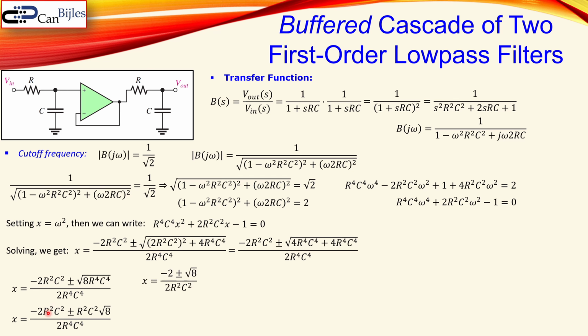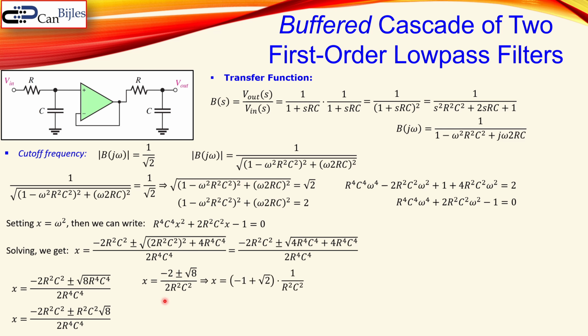The next step will be to divide out the r squared c squared from the numerator and denominator, as said. And now we have this minus 2 plus or minus the square root of 8 divided by 2r squared c squared. And again, we can only use the positive value of x because omega squared needs to produce a positive value. That means we can only use minus 2 plus the square root of 8 in order to fulfill this equation.